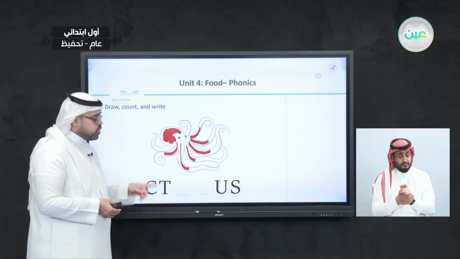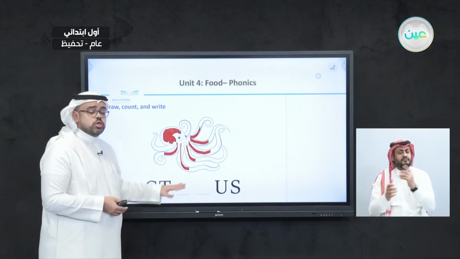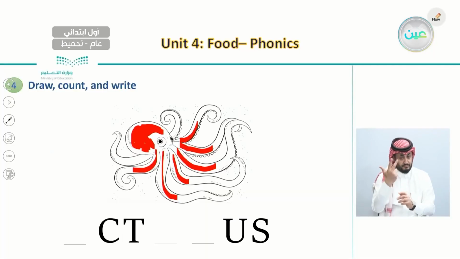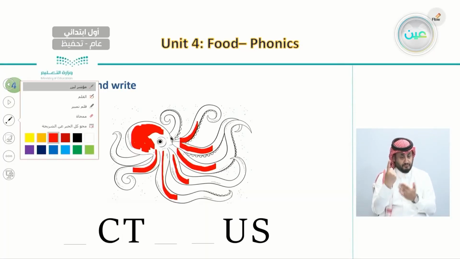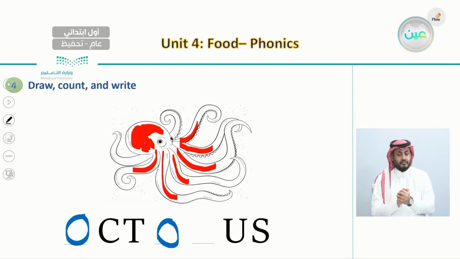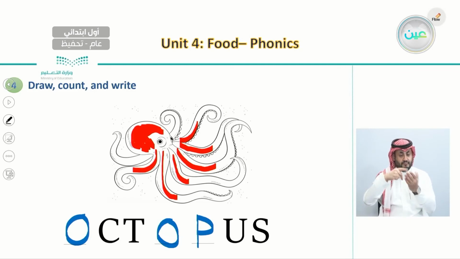So just think, what are the missing letters we should write here? Here we have 3 letters that we should write. The first letter is the letter O. O from the word octopus. So here we have O, C, T, and we have again the letter O and the letter P. Octopus.